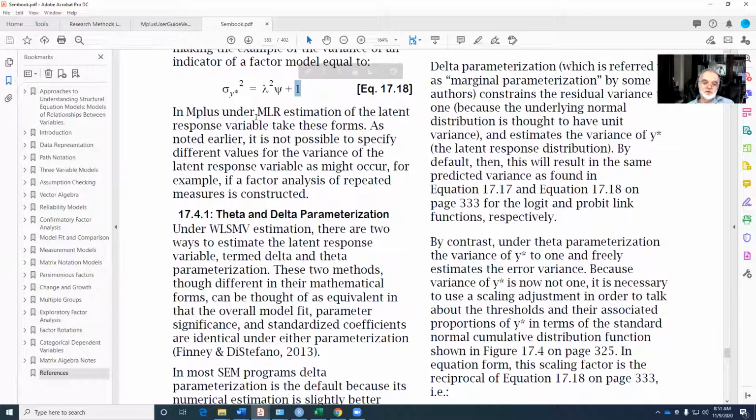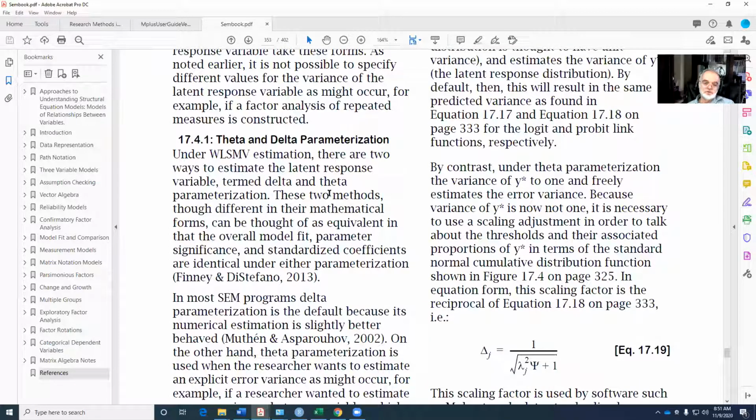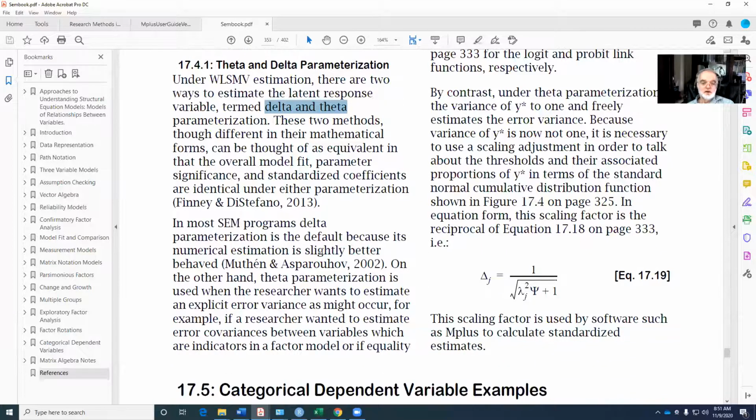And here's now why you care. In WLSMV, there are two ways to estimate this response variable, called delta and theta parameterization. And you can choose these as just a command inside the analysis section of your Mplus program. Now, for some mathy reasons, the default behavior in Mplus is to do delta parameterization. That's just because the program runs a little better.